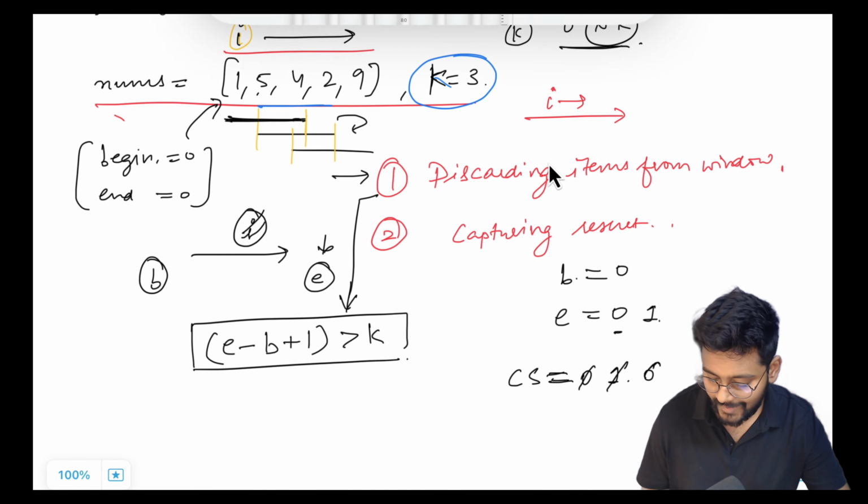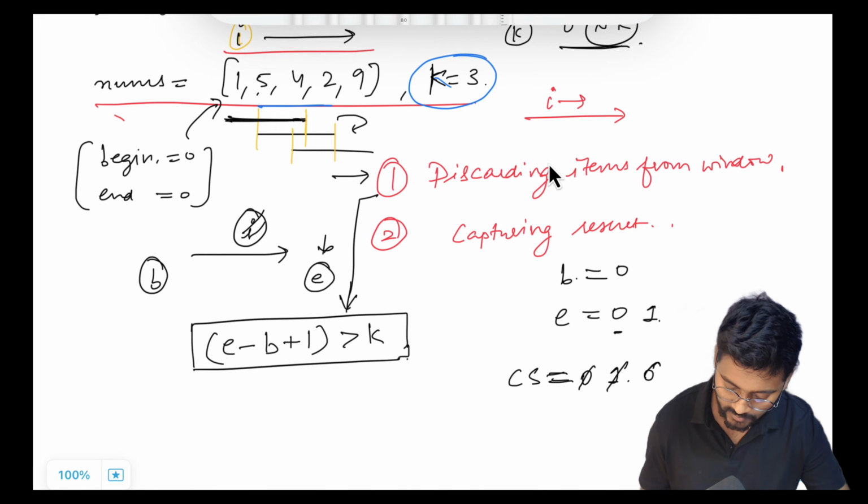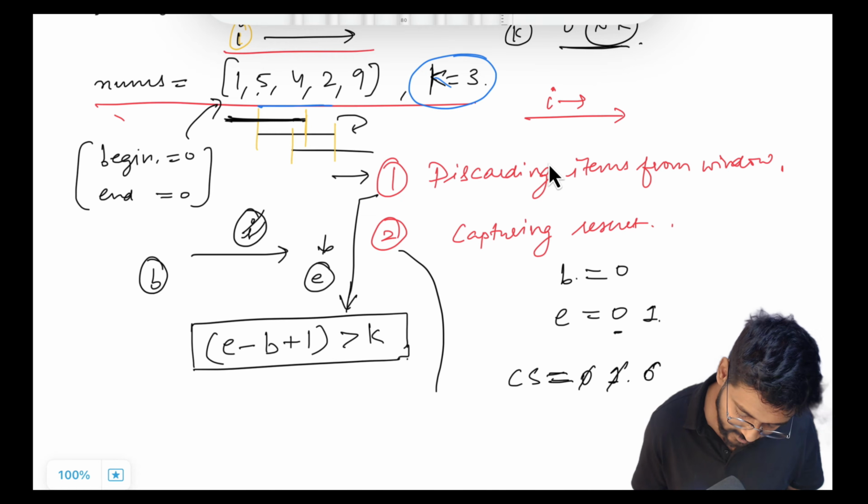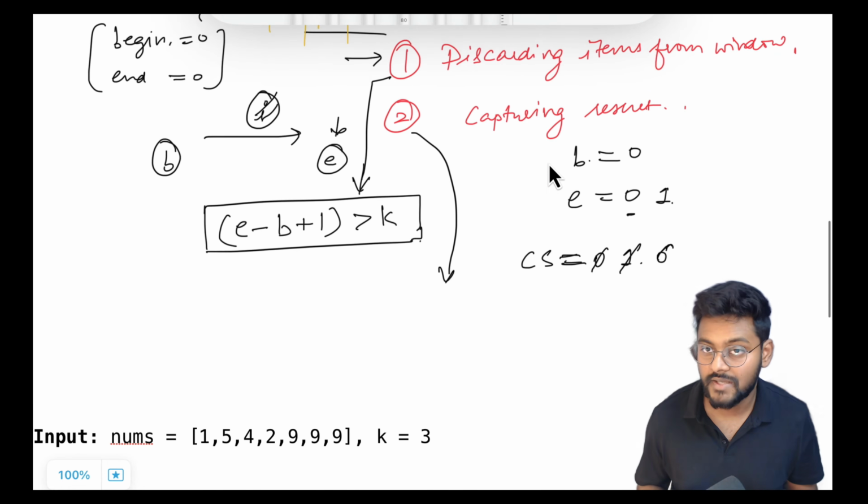Do I have to discard any element? Current window size is 2, and the value of k is 3. So this expression is not fulfilled. Now we don't have to discard any element. And can we capture the result? While capturing the result, we have to make sure that the current window size is equal to k.